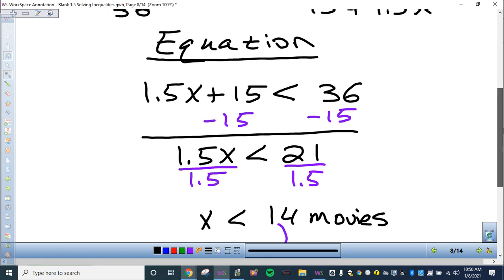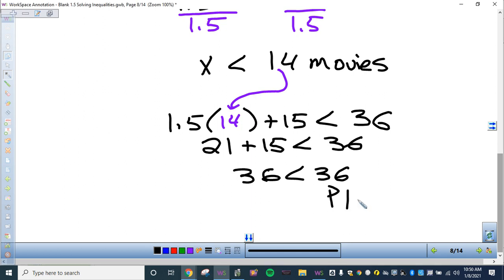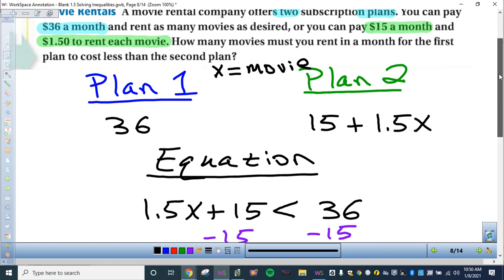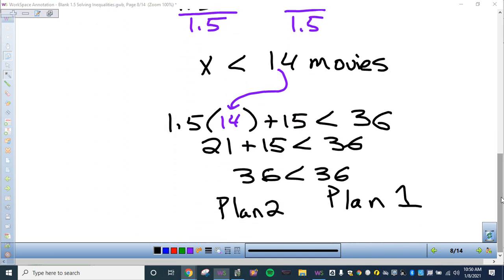We know we have 14 movies. So let's think about this. Right here, this side was plan 1. This side is plan 2. In our story problem method, we identified the variable, we wrote and solved the equation. Now we're at the trying to answer the question portion. The question was, how many movies must you rent in a month for the first plan to cost less than the second? How many movies do you have to rent in a month? Show me with your hand. Yeah, 14, right?